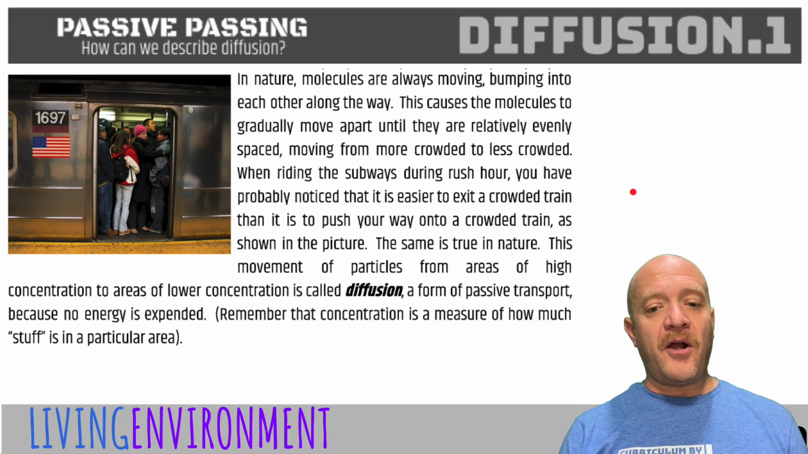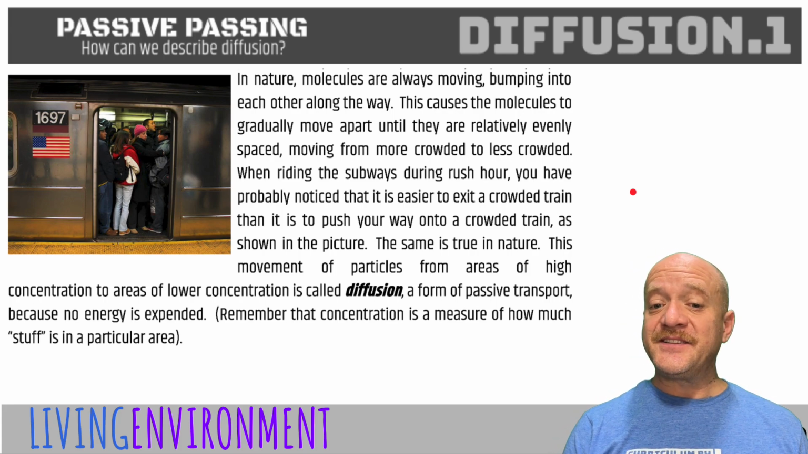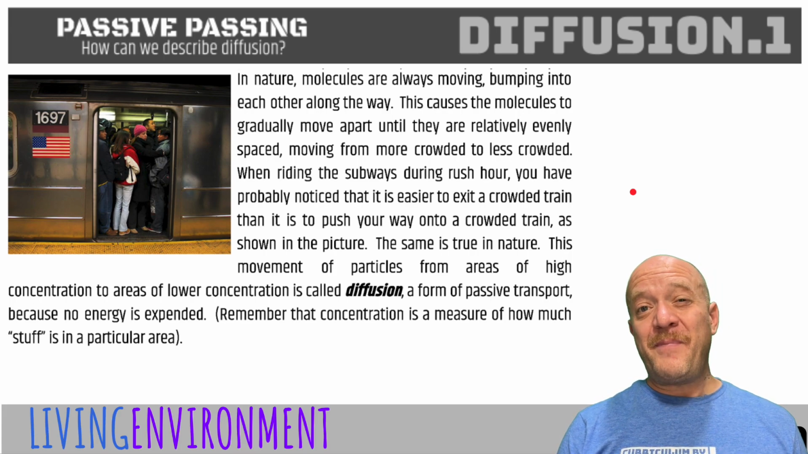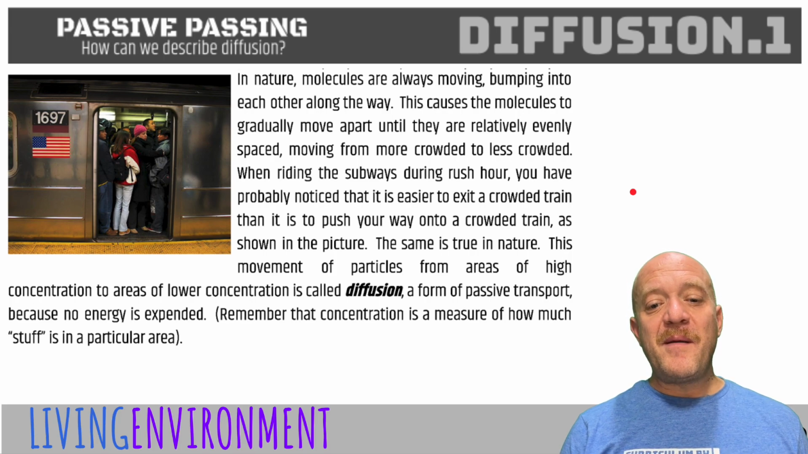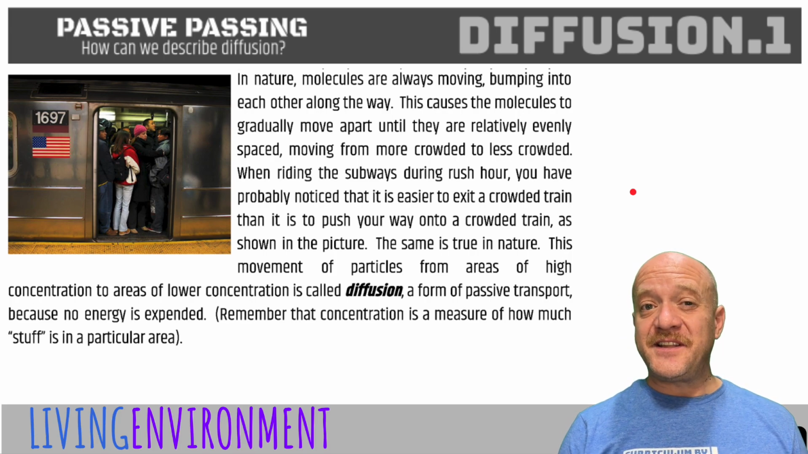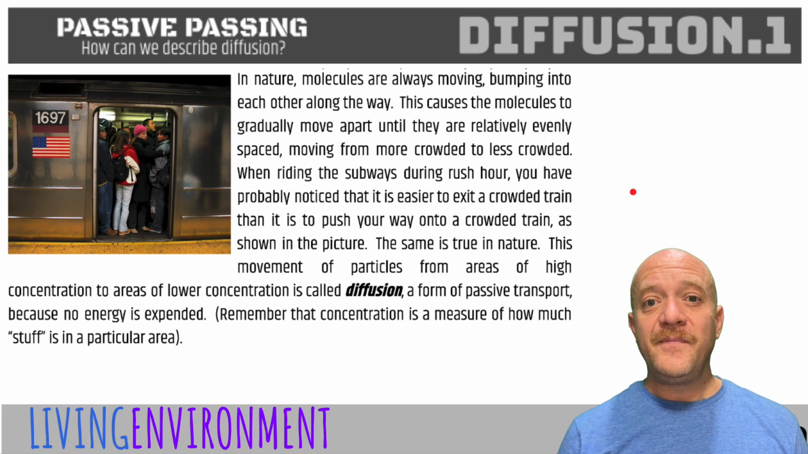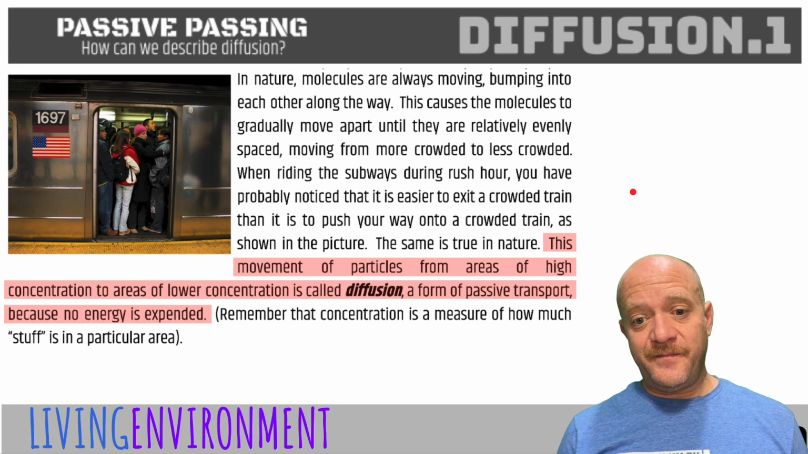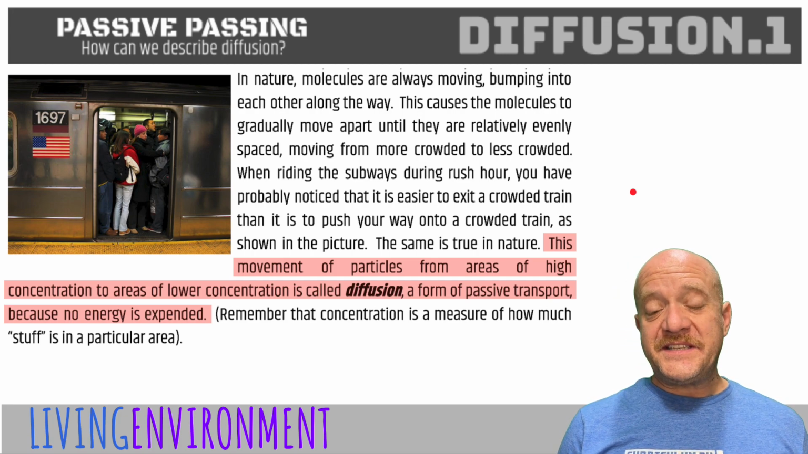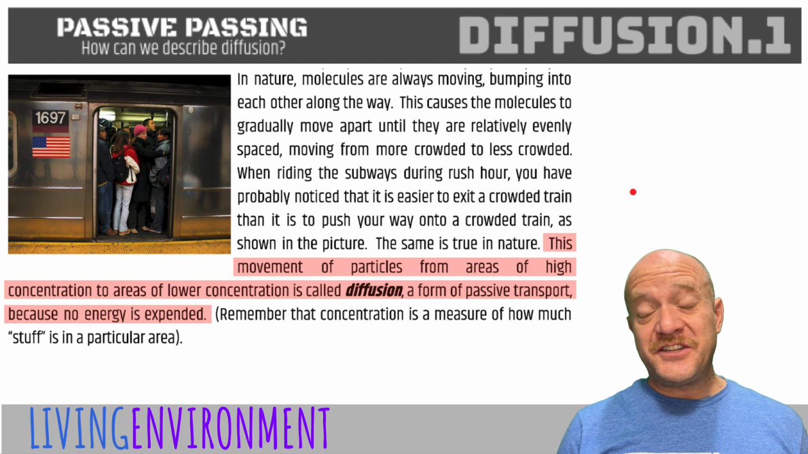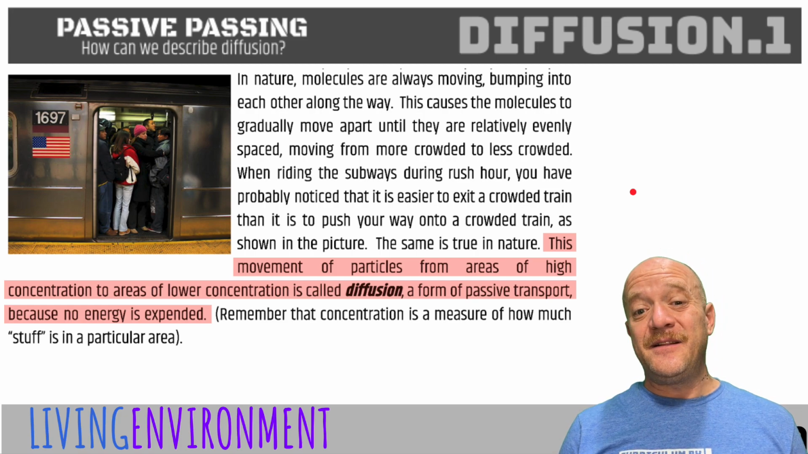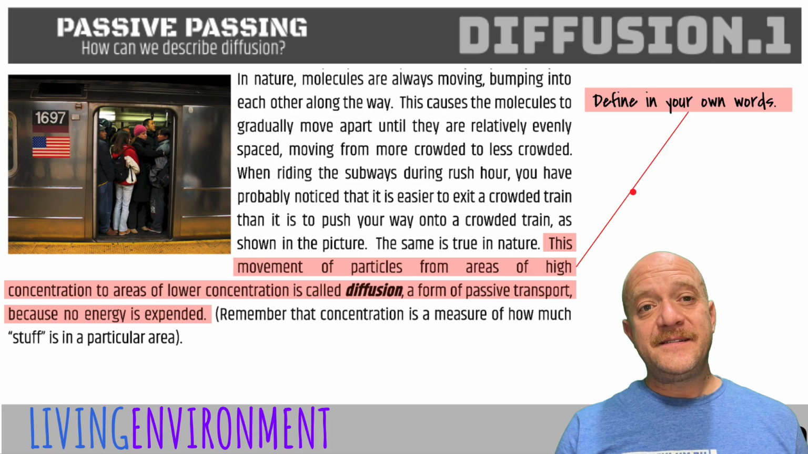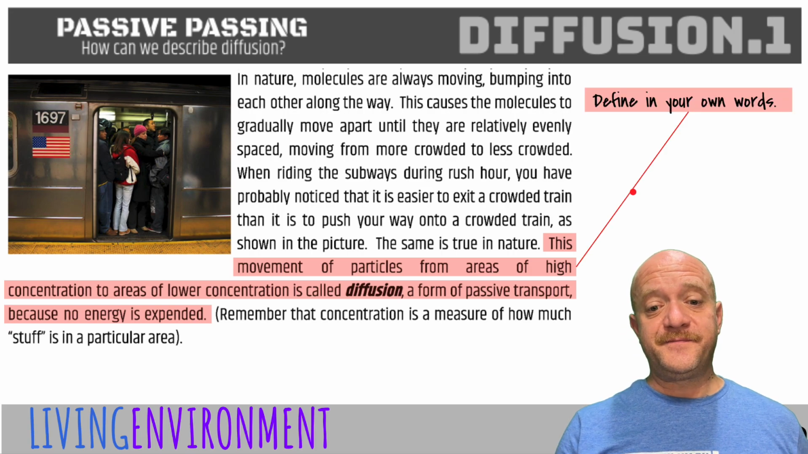This movement of particles from areas of high concentration to areas of low concentration is called diffusion, a form of passive transport, because no energy is expended. Remember that concentration is a measure of how much stuff is in a particular area. We need to make note of this sentence here because there is a definition. We see the definition for diffusion, and diffusion is in bold. So please define this word in your own words.